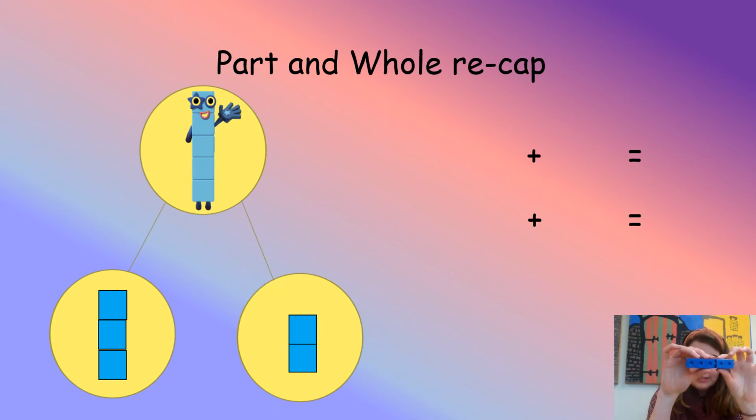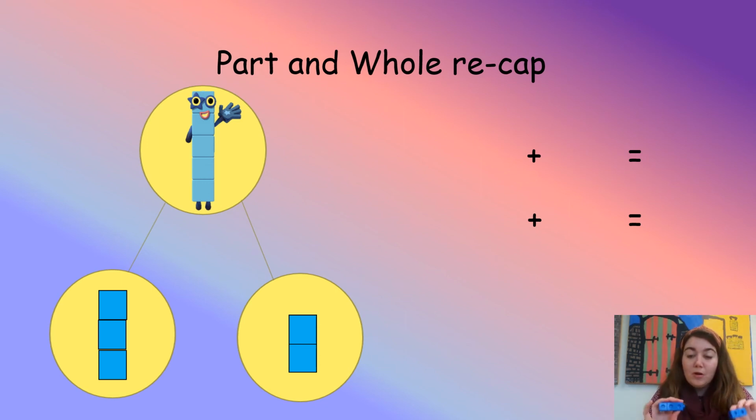So we can have the whole is 5. How many in this part? 1, 2, 3. And how many in this part? 2. So 3 and 2 more make 5, and 5 can be broken up into 2 and 3.